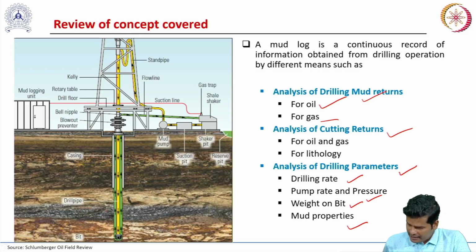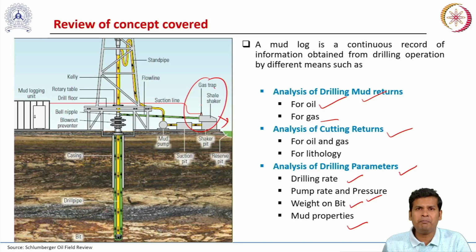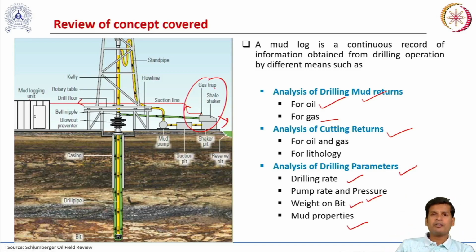So during drilling, when the mud comes out at the surface, at the shale shaker, the cuttings are separated and there is a gas trap. This gas trap separates the gas which is coming out of the drilling mud, and then it is sent to the mud logging unit. The mud logging unit is present at the surface where the instruments are kept to analyze the gas from the drilling fluid for the presence of hydrocarbon.